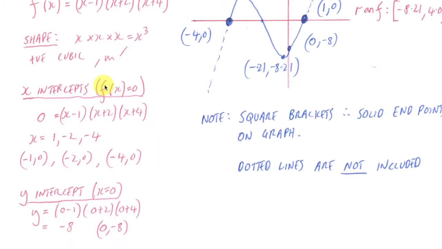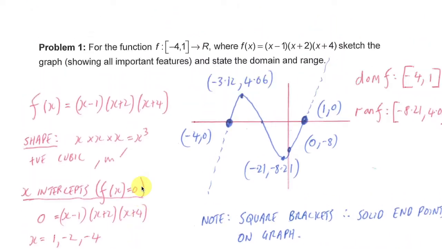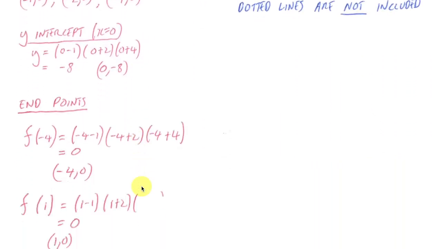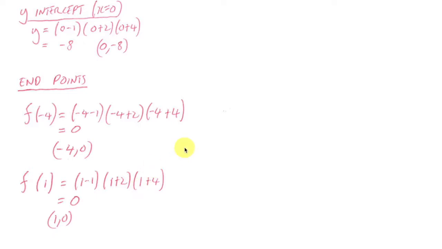X-intercepts, just make f of x equal 0 and solve for x. So you can see there I get those x-intercepts. For my y-intercept, just substitute x equals 0 into f of x, and you can see I get (0, -8). We also need the endpoints. So remember the domain was from -4 to 1. So if I substitute -4 in, then you can see that produces 0. And if I substitute 1 into it, it also produces a 0.